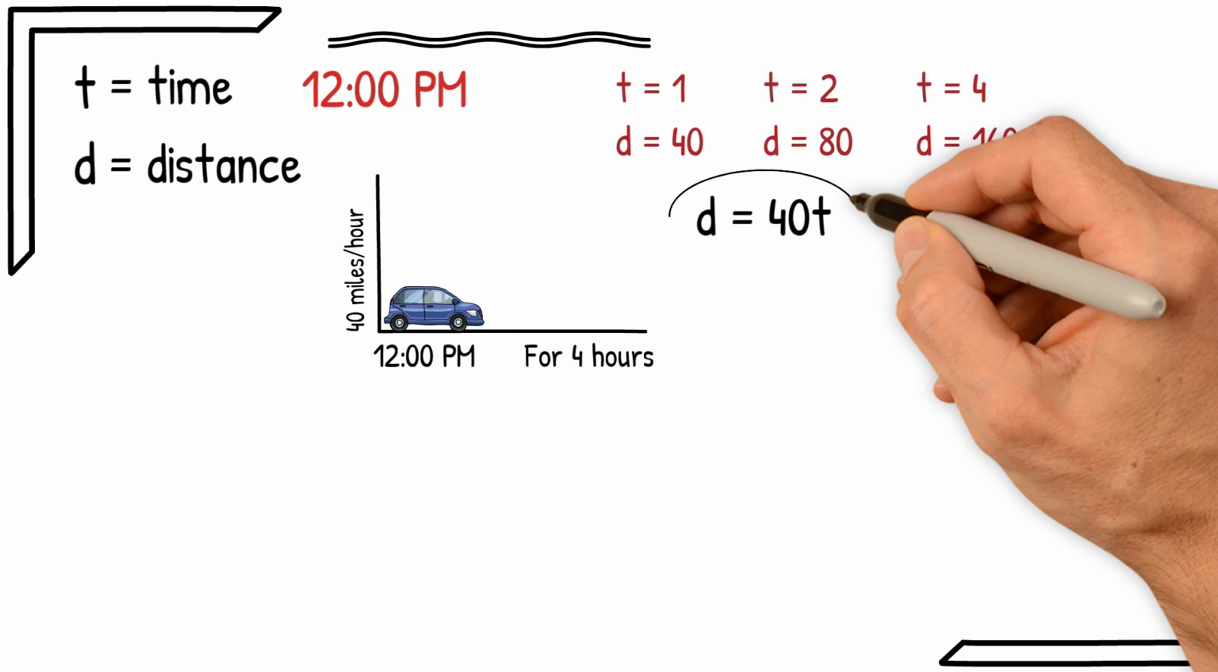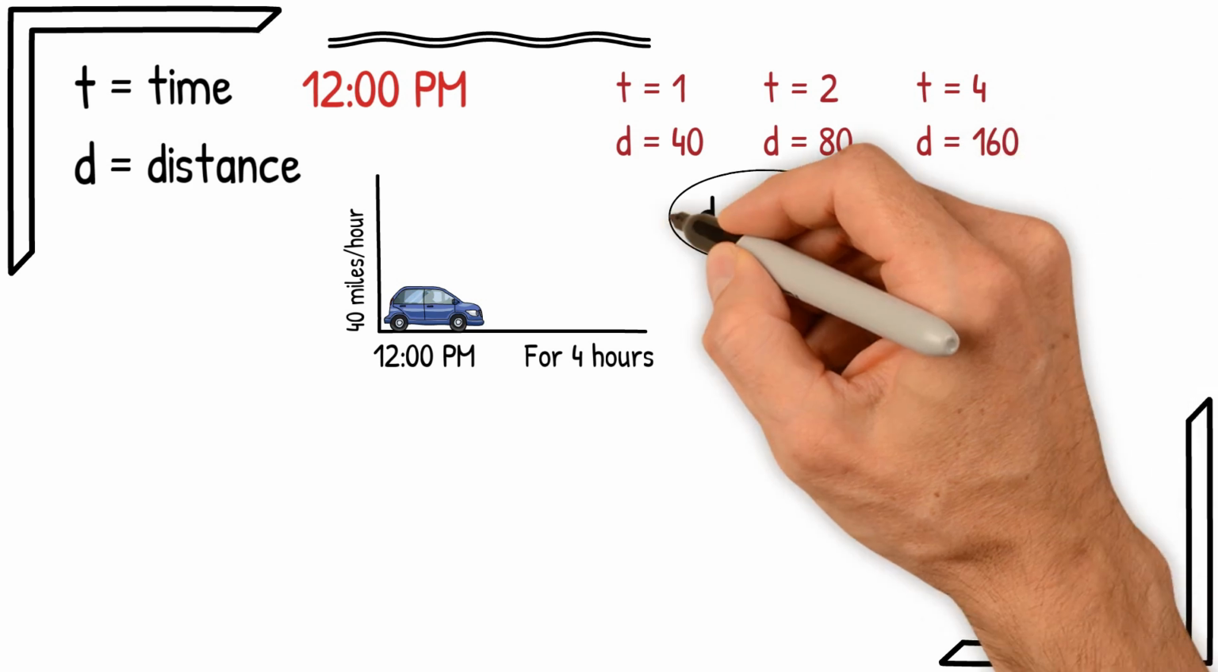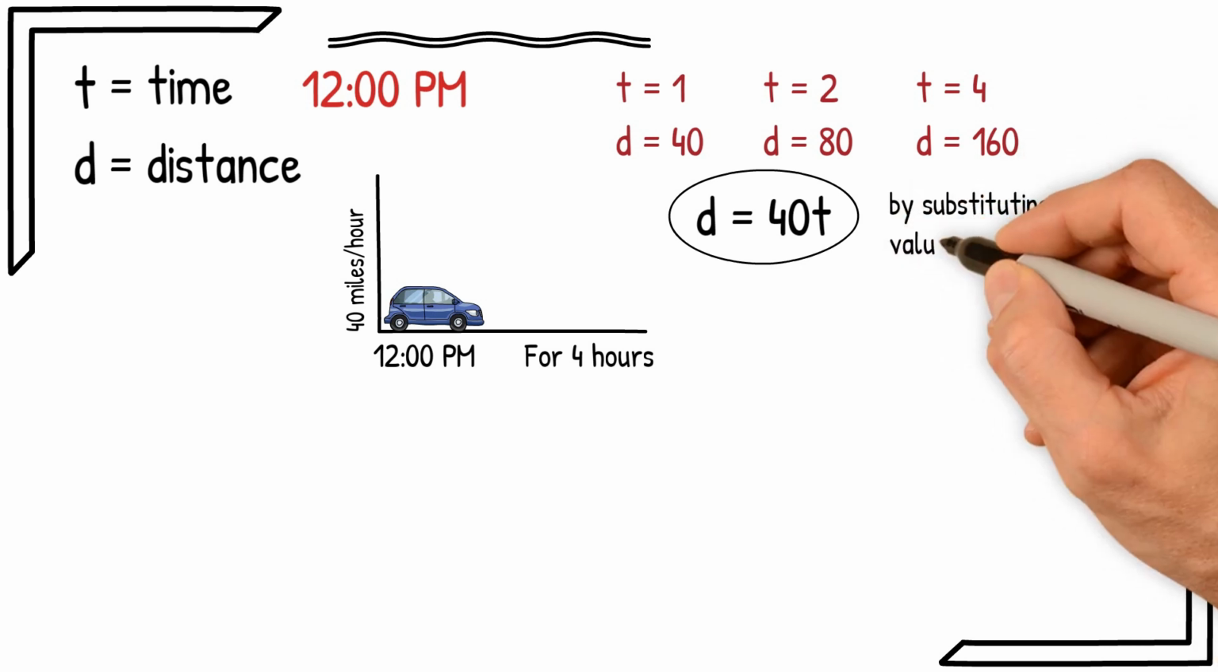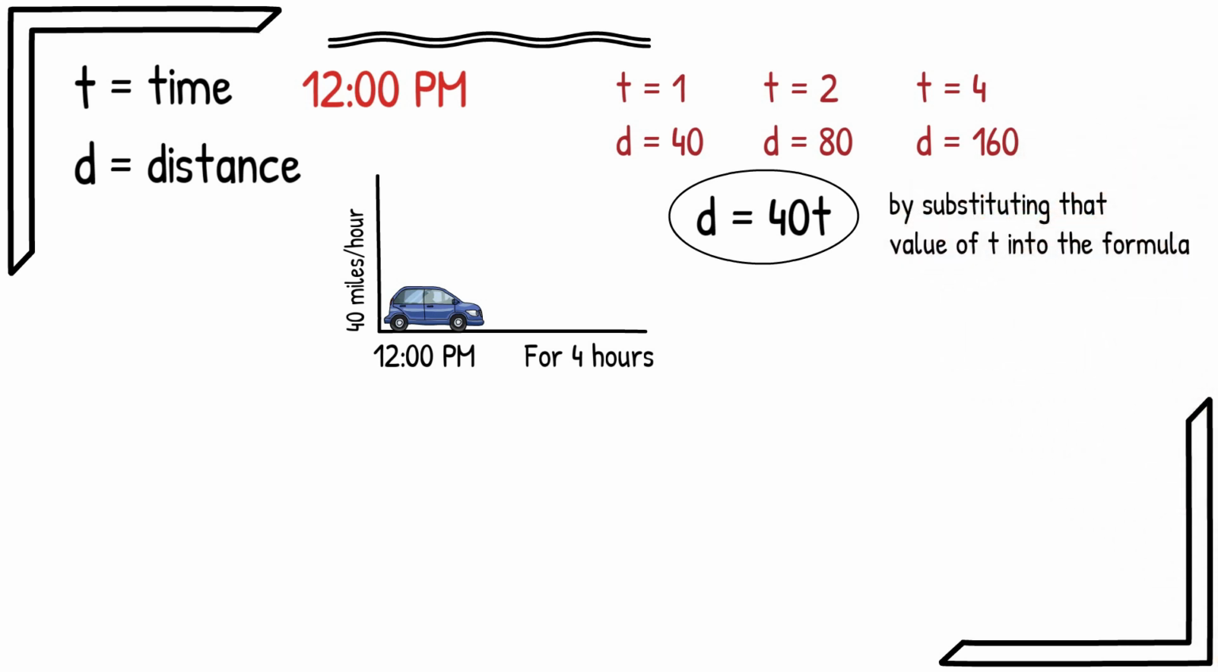This formula describes the relationship between t and d. It says to get d in terms of t, we compute 40t, and then say d equals 40t. Based on this formula, if you're given any time, you can easily find the distance traveled by substituting that value into the t of the formula.